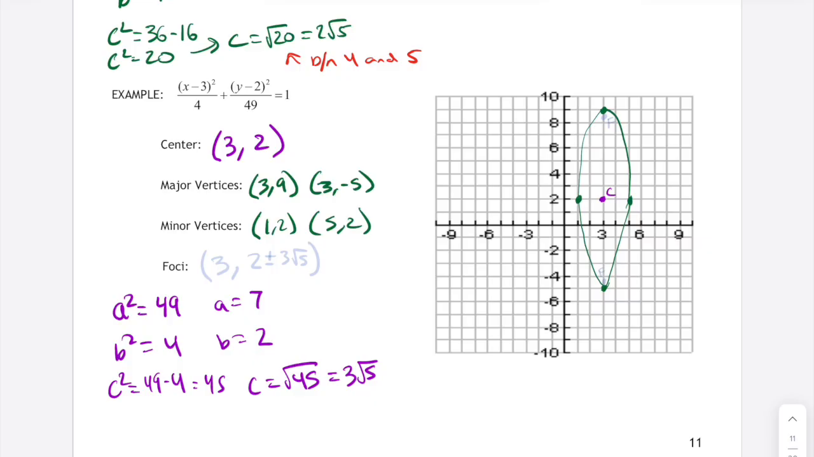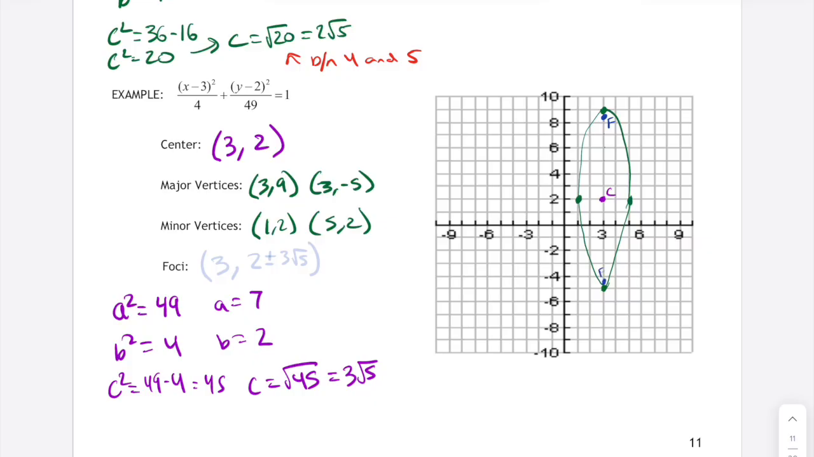Yeah, right. So 3 root 5, I don't know how to estimate, but root 45 I do. Root 45 is a little smaller than root 49. Root 49 is how much? 7, right? So it's a little smaller than 7. But it's bigger than 6 because root 36 would be 6. So it's somewhere between 6 and 7. So I'm going to count up from the center. Not quite 7. So 1, 2, 3, 4, 5, 6, 7. So it's going to be pretty close to the vertex there. There's one focus. 1, 2, 3, 4, 5, 6, 7.